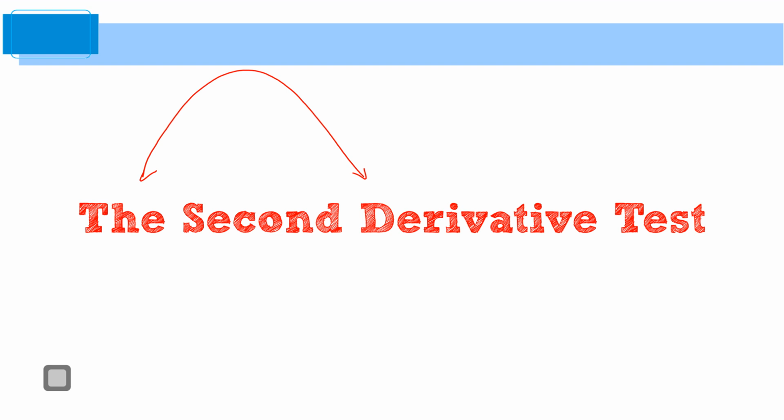Great. What was my question? Is it possible to have a concave up with a max? For the most part, you're correct. It's not possible. There is an exception to the rule.